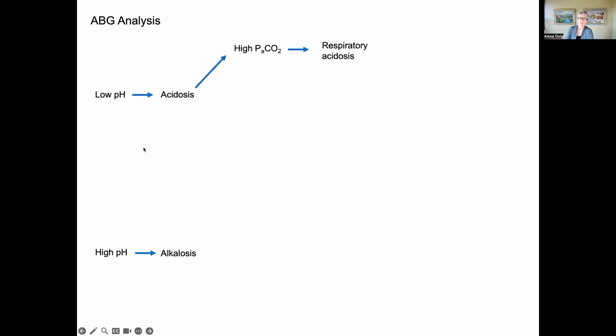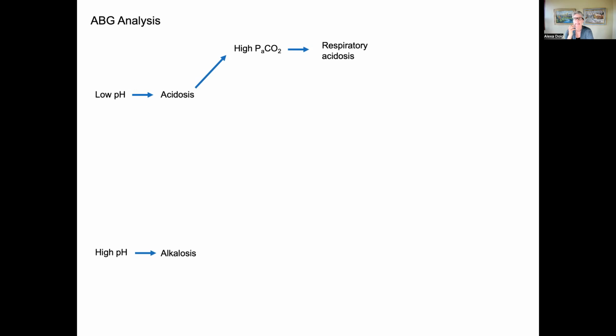So let's look at the CO2 first. If the patient has an elevated PaCO2, it means that something's going on in the lungs and they're retaining carbon dioxide. There's no other explanation. Because it's a respiratory problem, evidenced by this CO2 retention, we say this is a respiratory cause to the acidosis. So it's a respiratory acidosis.